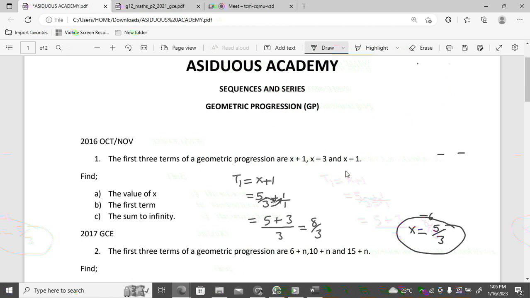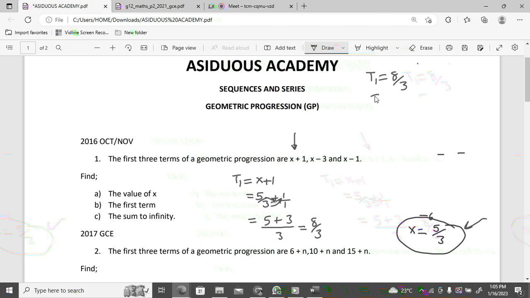So this is the first term. The first term is 8/3. All you do is bring your x here. Where there is x, you substitute. We've already found the value for x here, which is 5/3. You substitute, so it will be 5/3 plus 1.